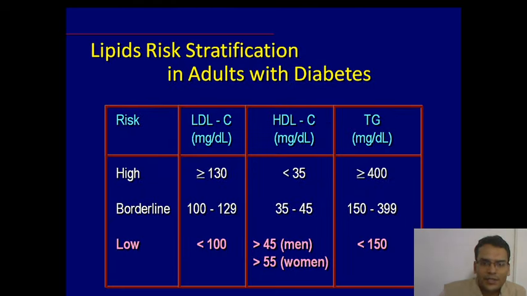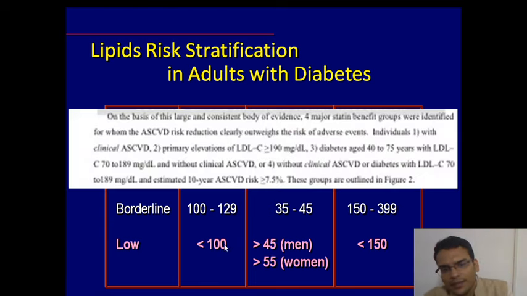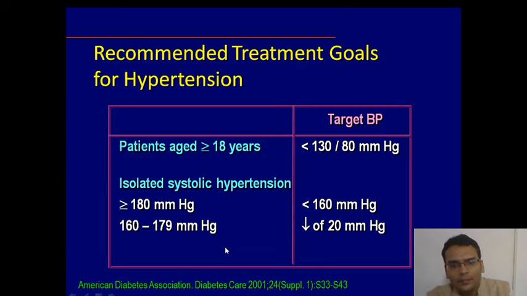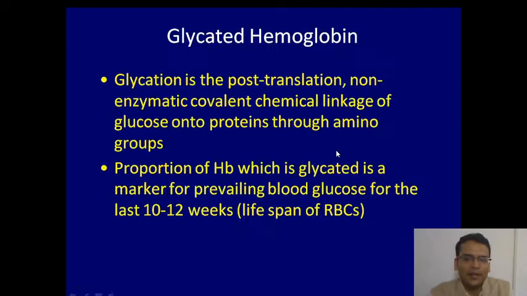Lipid risk stratification, we mainly target LDL cholesterol, and it should be emphasized that an LDL cholesterol target of less than 100 should be considered in persons with diabetes. For blood pressure control, it will differ, but in most persons with diabetes, you should target a blood pressure goal of less than 130/80. And then you have HbA1c or glycated hemoglobin target.